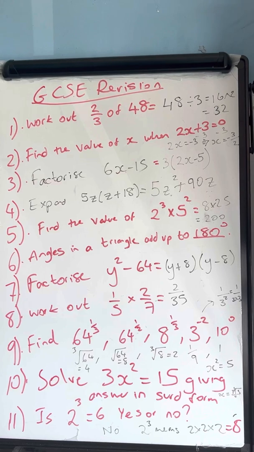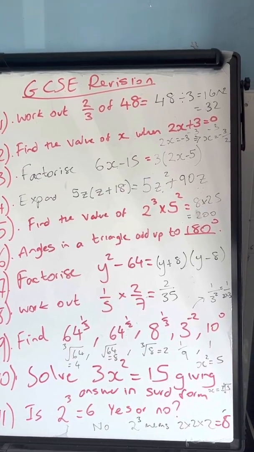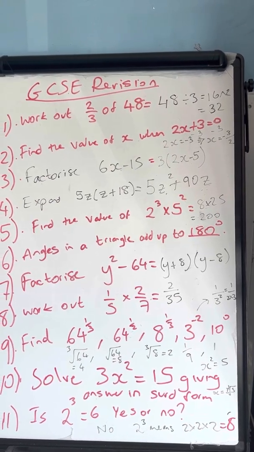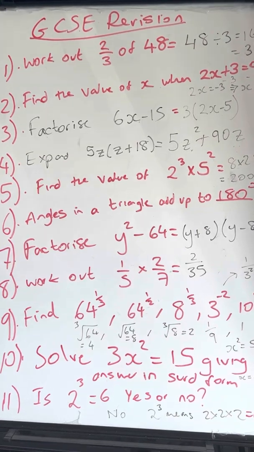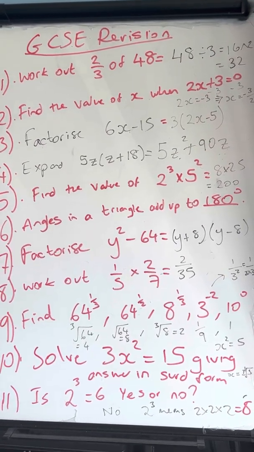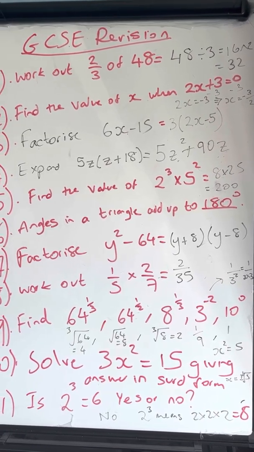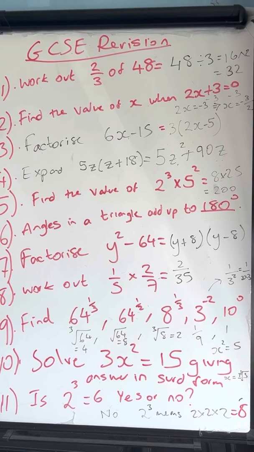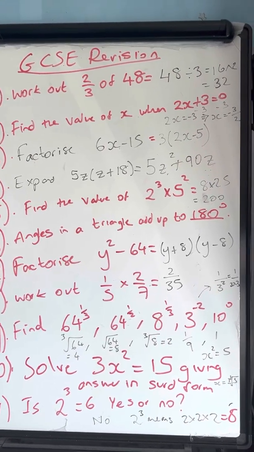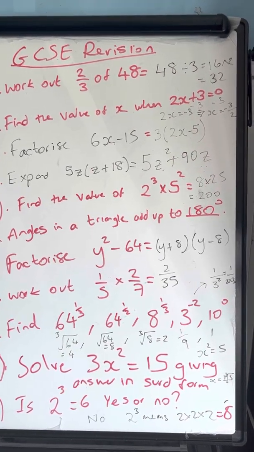So we are asked to just find the values of 64 to the power of a third, 64 to the power of a half, 8 to the power of a third, 3 to the minus 2, 10 to the power of 0. Well, 64 to the power of a third, guys, we should know that's the cube root of 64, which is 4, because 4 times 4 times 4 is 64. 64 to the power of a half is the square root of 64, which is 8. 8 to the power of a third is the cube root of 8, which is 2. 2 times 2 times 2 is 8.